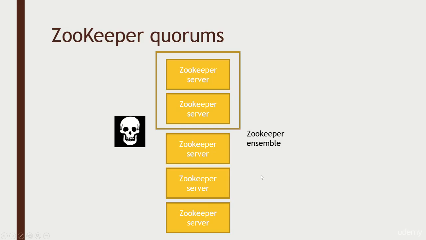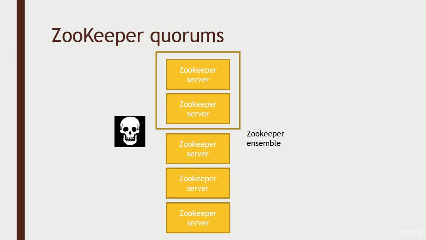That's a bad thing. This is what we call a split brain scenario, where we can have part of ZooKeeper providing one answer to clients and another part of ZooKeeper providing a different answer to clients. And that sort of inconsistency is exactly what we're trying to avoid with ZooKeeper. So ZooKeeper is not a cure-all. You need to be very careful about how you set it up and how you configure it.